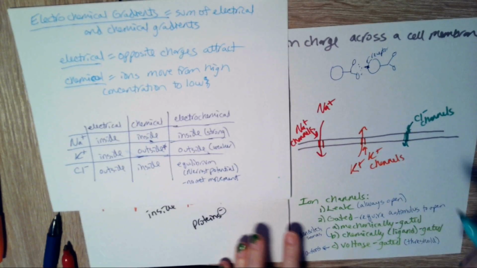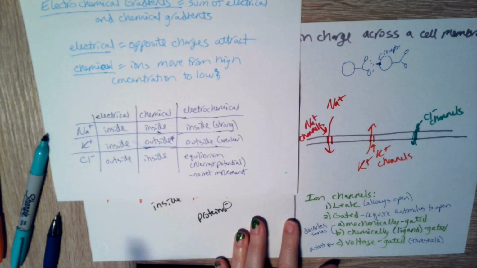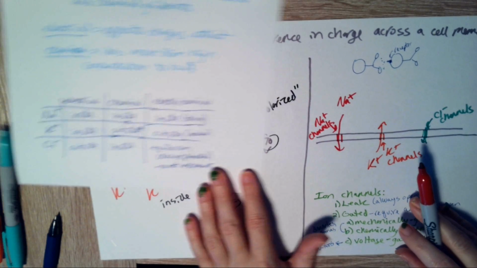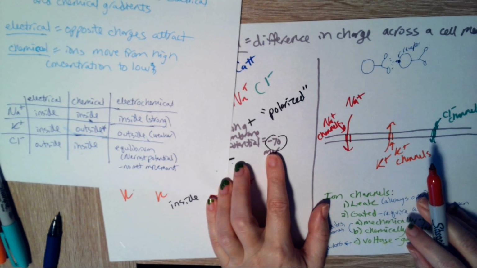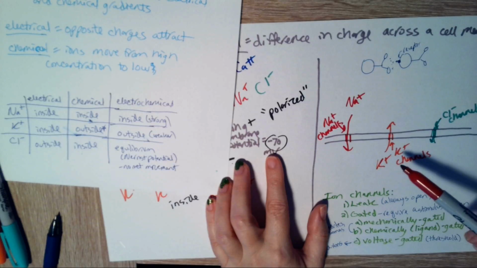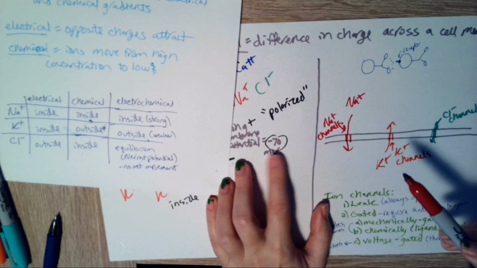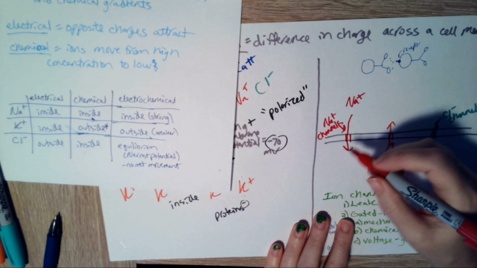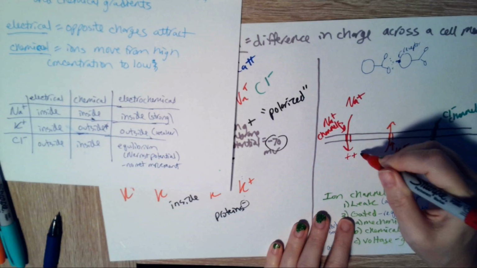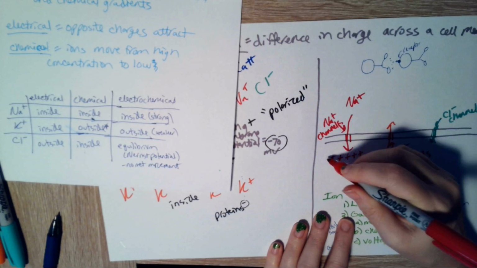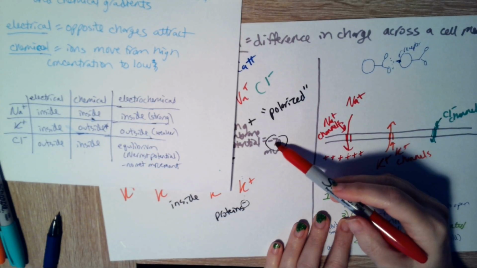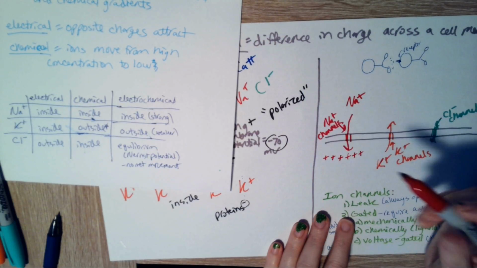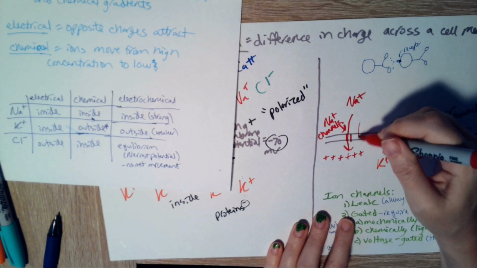Okay, so a couple things to note. When an ion moves, it takes its charge with it, which is going to affect the whole -70 situation. So when you allow ions to move, you're changing the electrical charge here. For example, when sodium comes into the cell, sodium has a positive charge, and it brings that positive charge with it, and it diffuses along the cell membrane. So we're going to be making this less negative here. We're going to be making it less polarized. So we would be depolarizing.